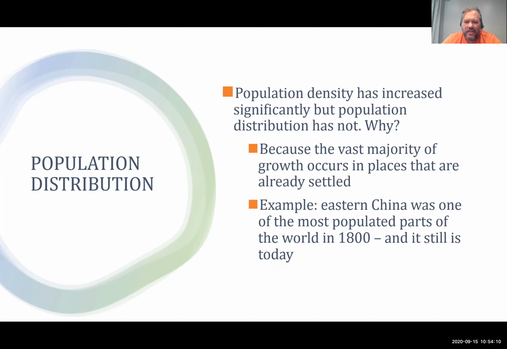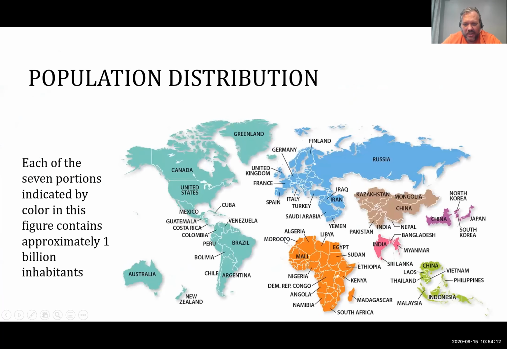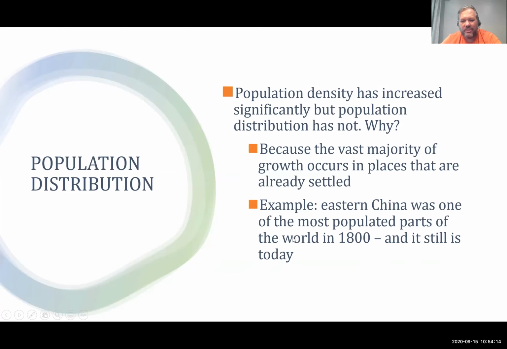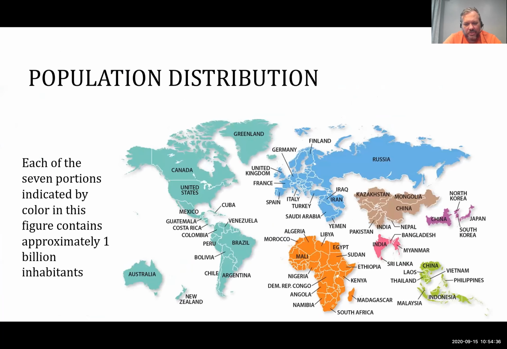Alrighty. Population density, I'm sorry, has increased significantly, but not necessarily distribution. And again, that's because people settled where it was generally easier to live. Not everybody, obviously, but generally speaking, people are going to settle where they have access to food and access to water, and it's relatively safe. And so when we talk about distribution, why do people settle where they do?